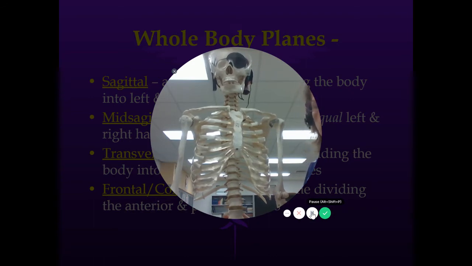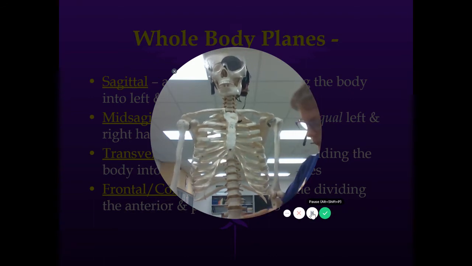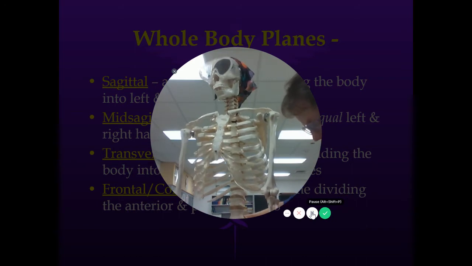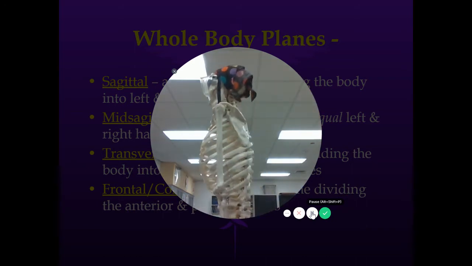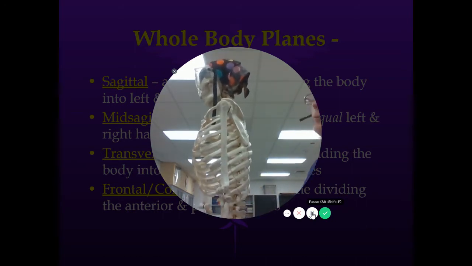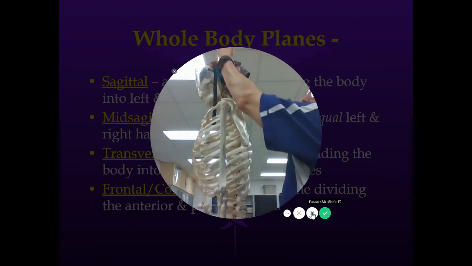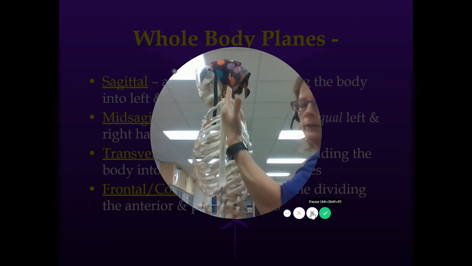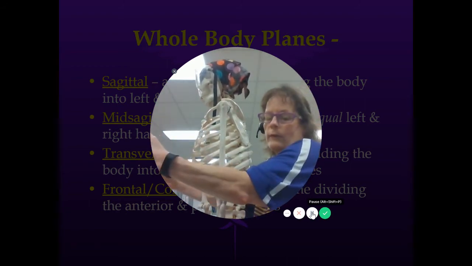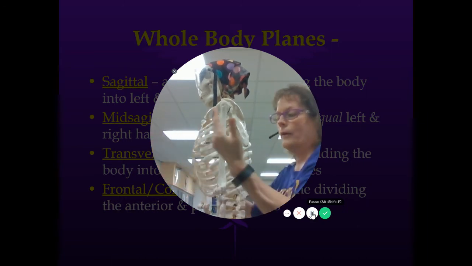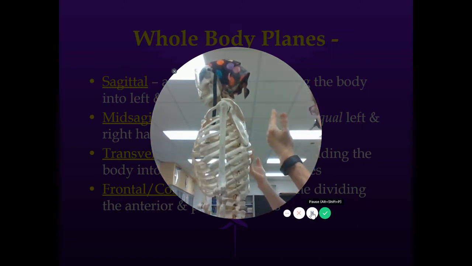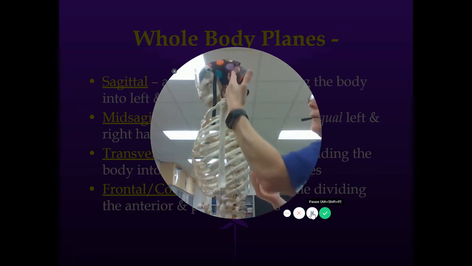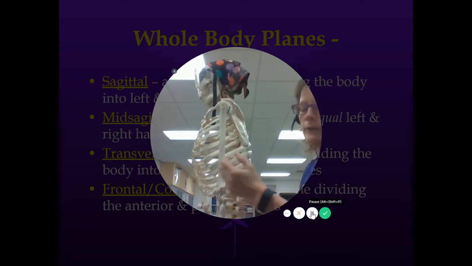Now, frontal or coronal is a little more difficult to see, but if I turn Sonny and give you a profile view, the frontal or coronal cut is you're going down, you're still vertical, but now you're cutting the body into a front or anterior half and a posterior half because you're cutting him down the side in his profile view.